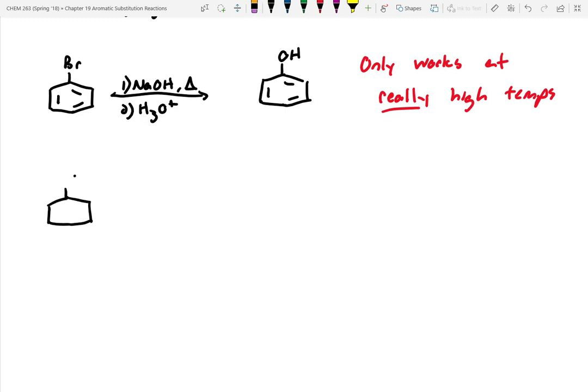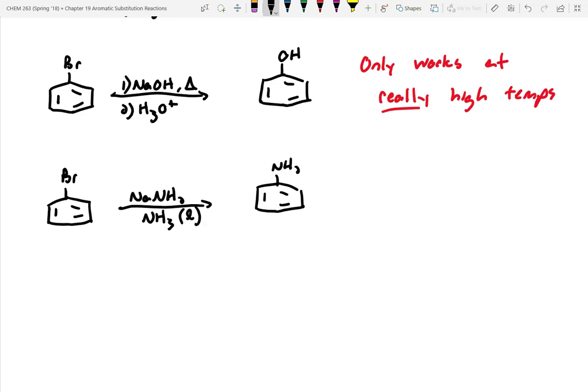Oops, sorry, this is a bromine here. Where you can actually swap out a bromine for an amino group and make anilines. And to do this, you need a very, very strong nucleophile, sodium amide, and ammonia. And if you remember, the sodium amide, sodium's positive, nitrogen's negative. So that nitrogen is one heck of a good nucleophile, a lot better than oxygen.